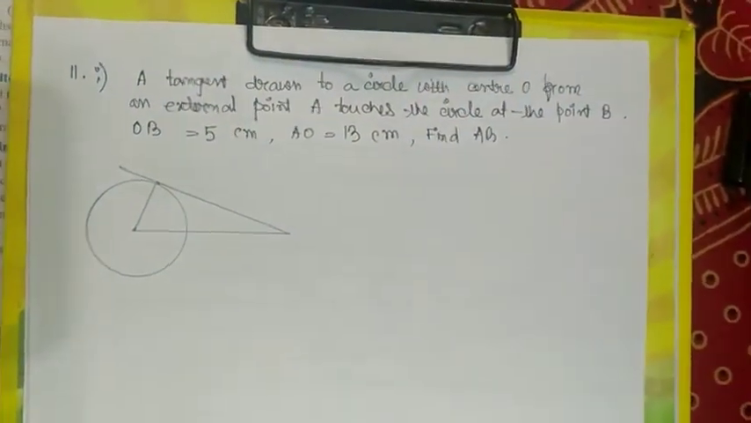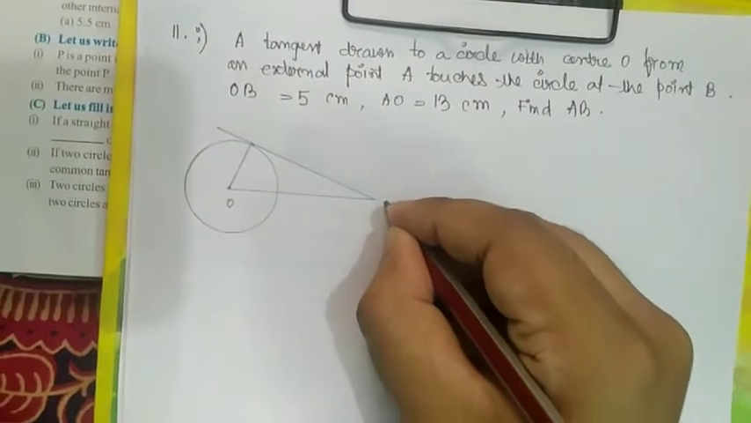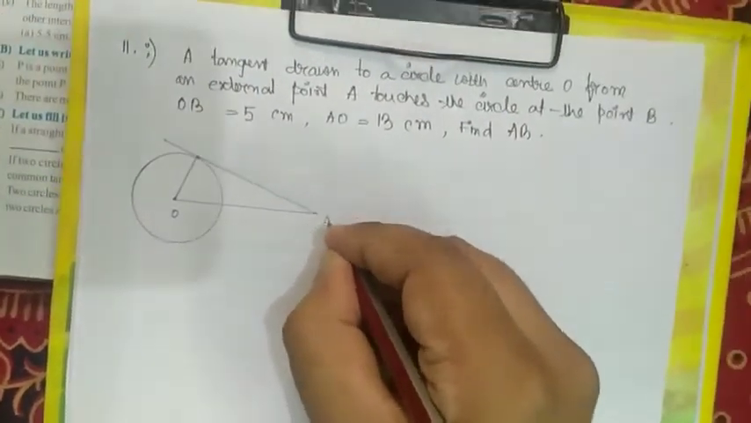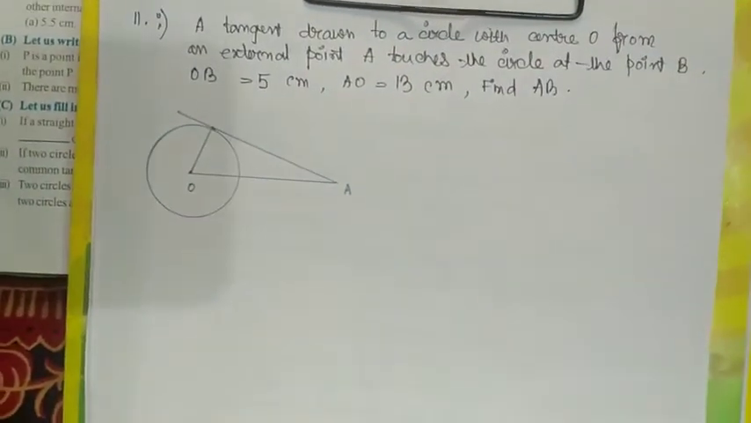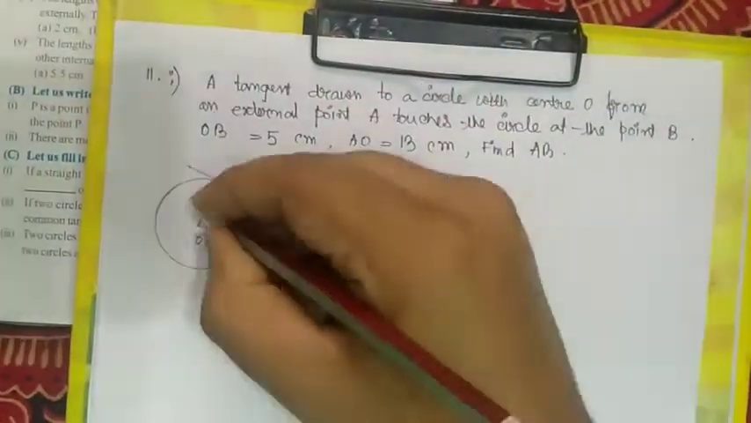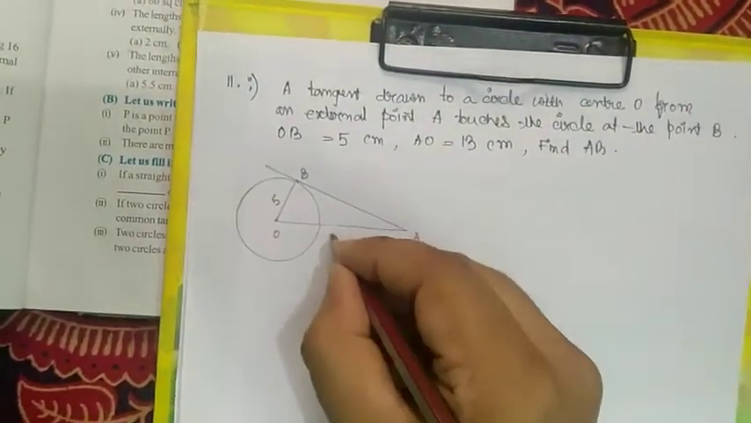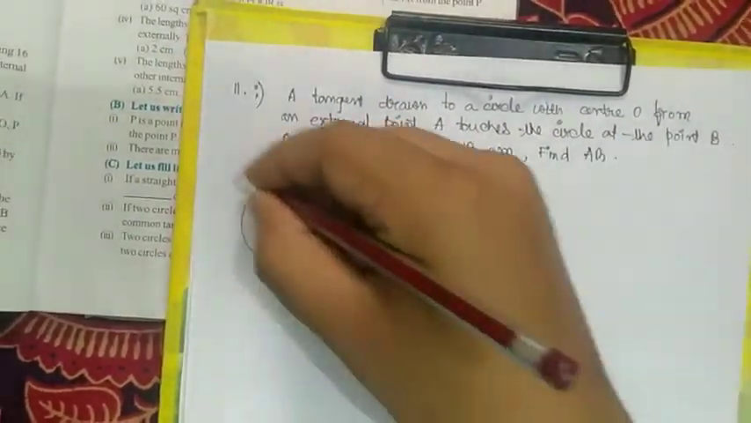So first of all, center is O, external point A and touches at the point B. We know this is 5 centimeter. AO, this is 13 centimeter. Find the length of the AB.